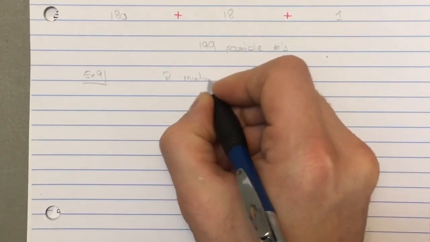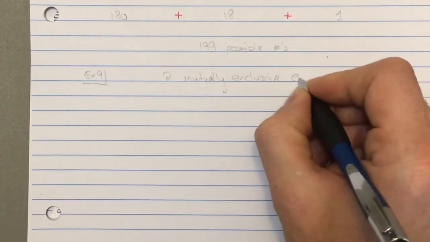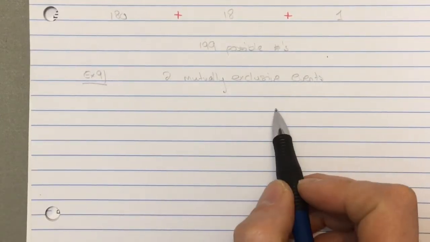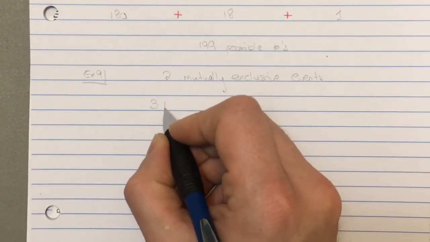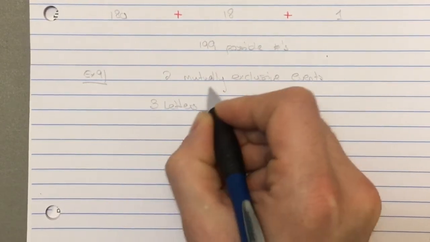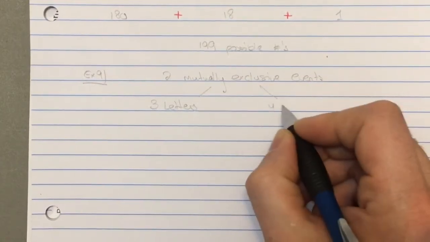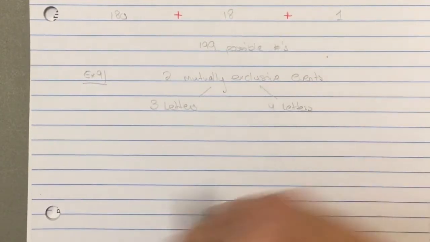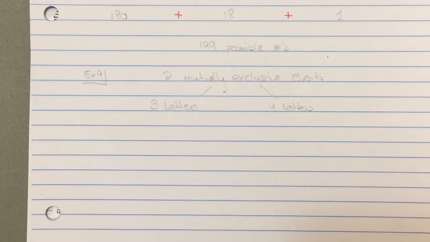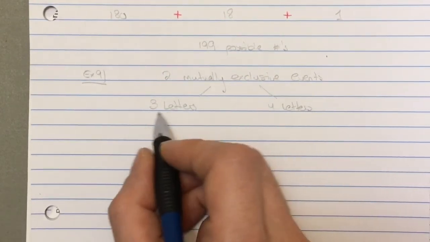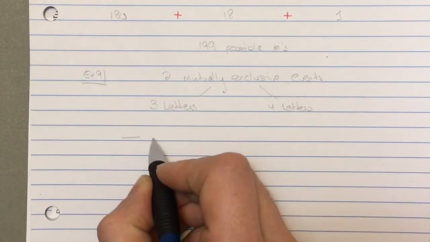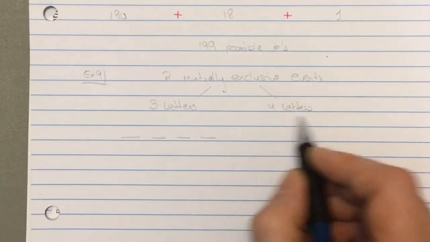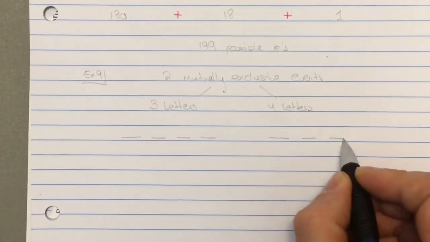So let's write that in here first. Two mutually exclusive events that we can have: one of those is 3 letters, and the other one is 4 letters. Now we will go with the first one. We have 4 different characters that we want to use, so 4 different events. And with the 4 letters, we also have 4 different events.